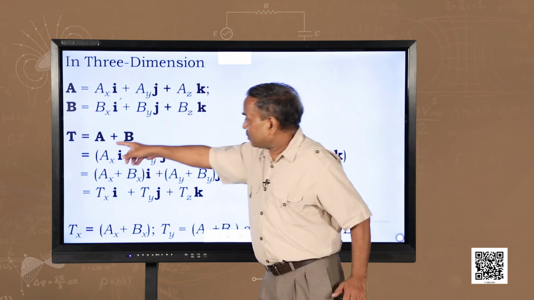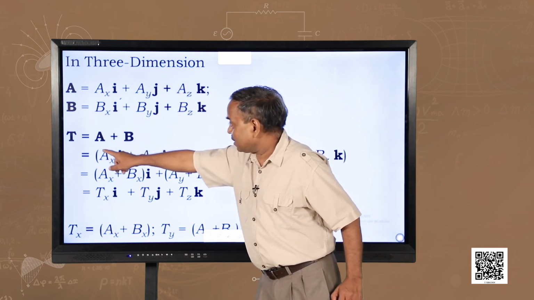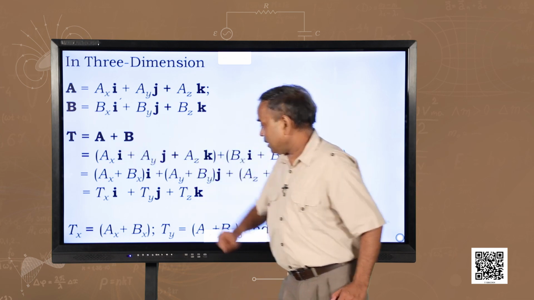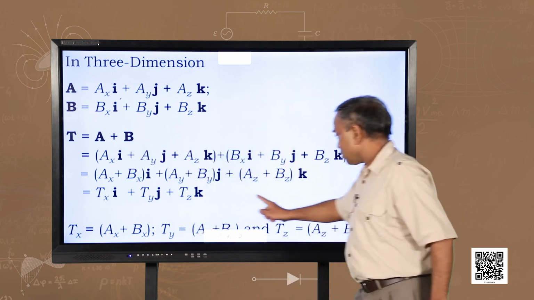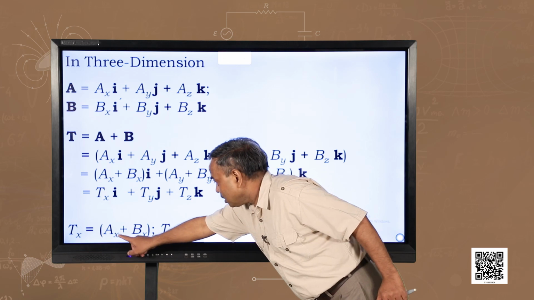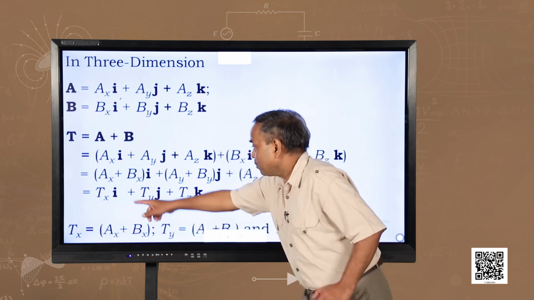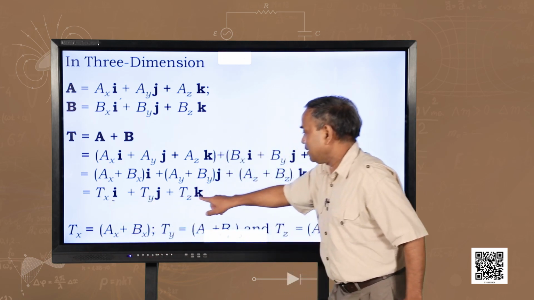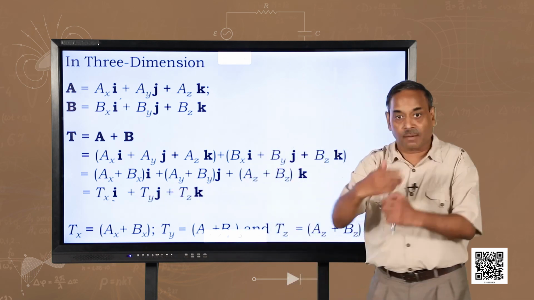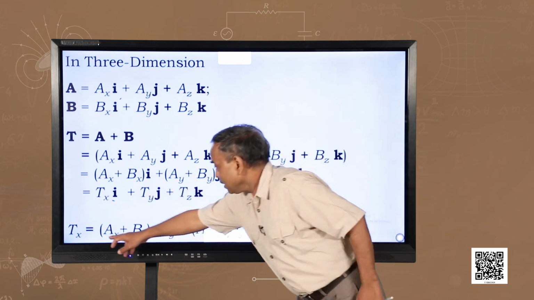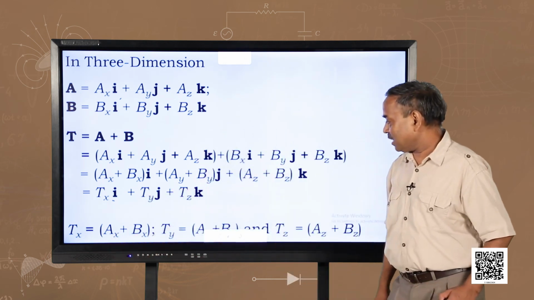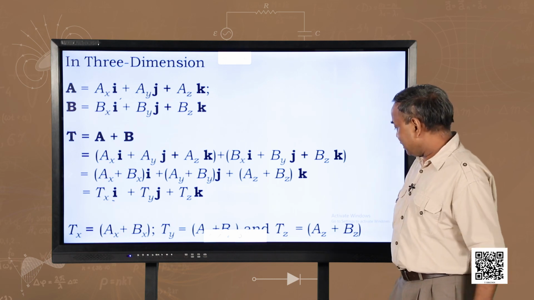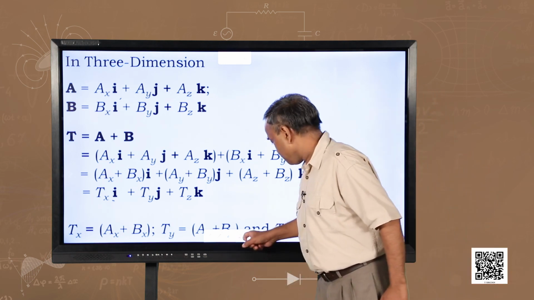Now, if the total resultant is T, let us say A plus B, then we can do this calculation and find out the components. What is T? T has 3 components: T = (Tx, Ty, Tz), where Tx, Ty, Tz are numbers. How can these numbers be given? Tx is equal to Ax plus Bx, Ty is equal to Ay plus By, and Tz is equal to Az plus Bz.